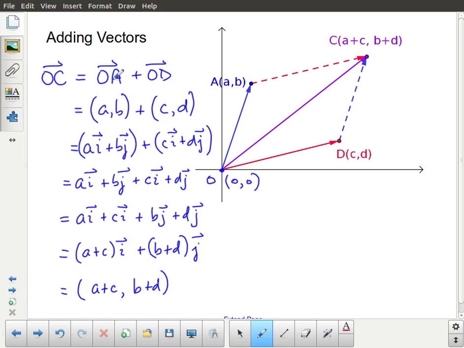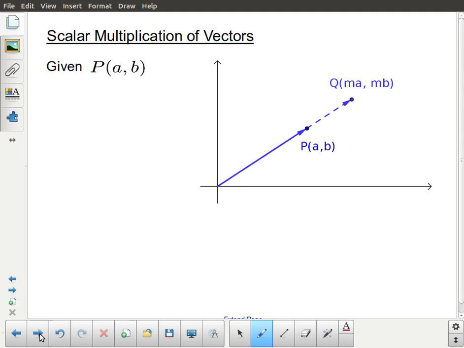Now really, I think that most of what I did here, a lot of you would probably look at this and say, well, that was quite intuitive. That's what I would have done anyway. But we need to formalize this. We need to make sure that we're following the rules that go along with this. The next thing we're going to look at is the idea of multiplication.